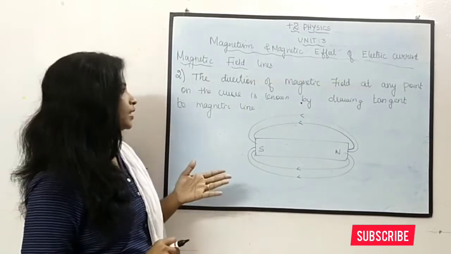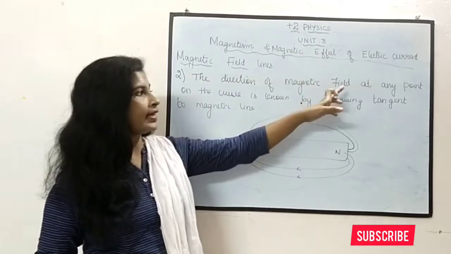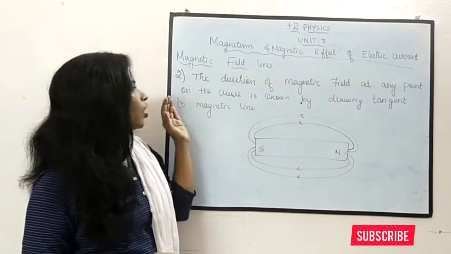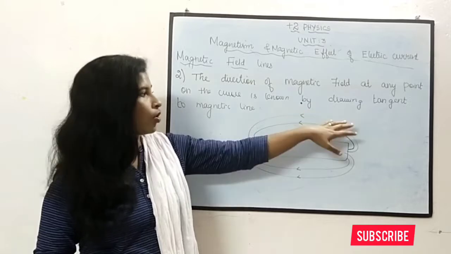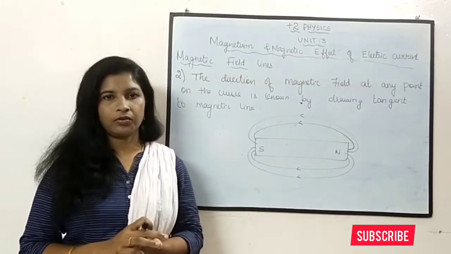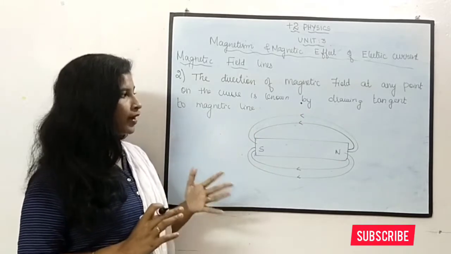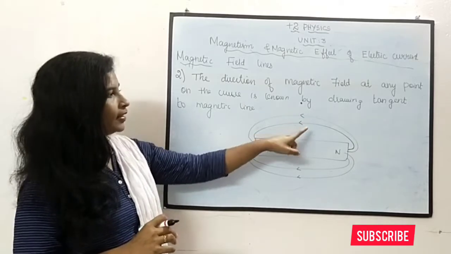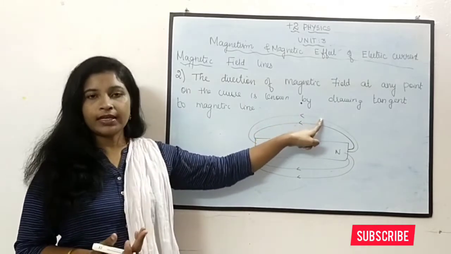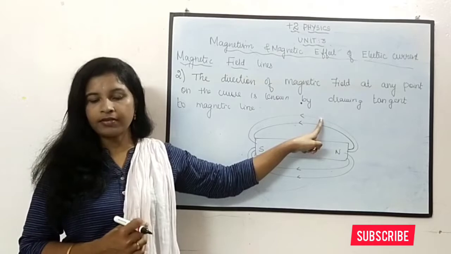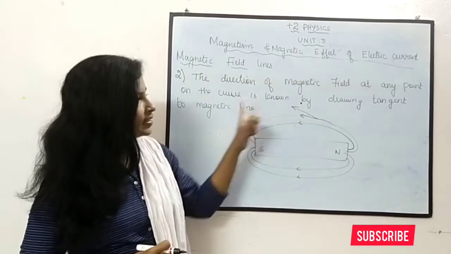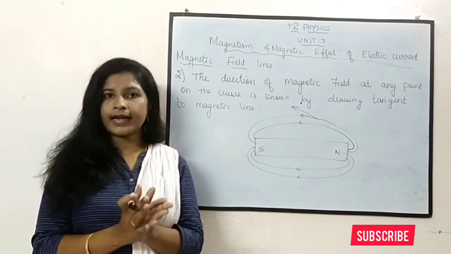The second property is that the direction of the magnetic field at any point on the curve is known by drawing a tangent to the magnetic line. Suppose I want to find out the direction of the magnetic field at this point. So what I will do, by drawing a tangent line we can find out the direction of the magnetic field.